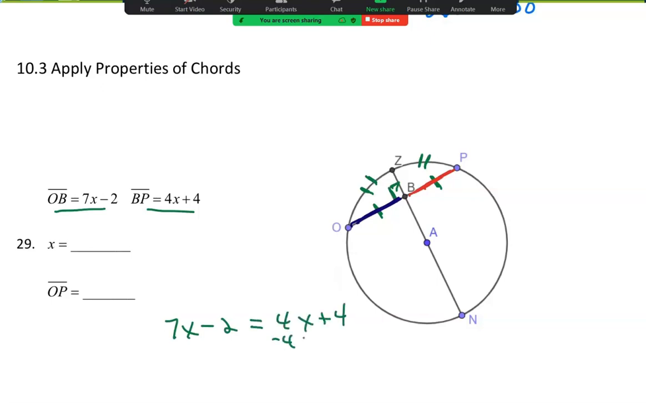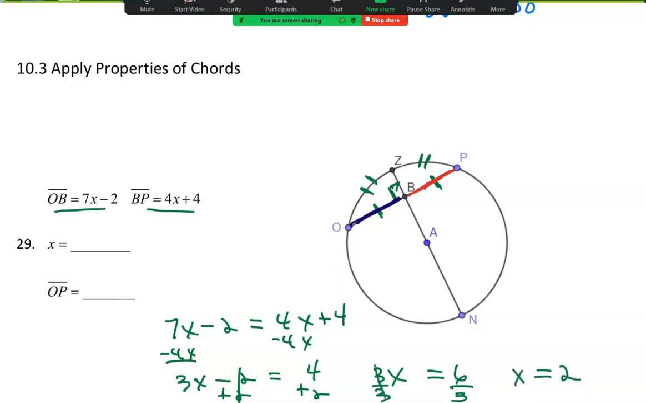Okay, subtract 4x, that gives me 3x minus 2 equals 4. Add 2, that gives me 3x equals 6. Divide by 3, that gives me x equals 2. So x is 2.